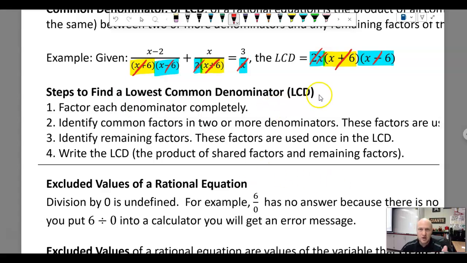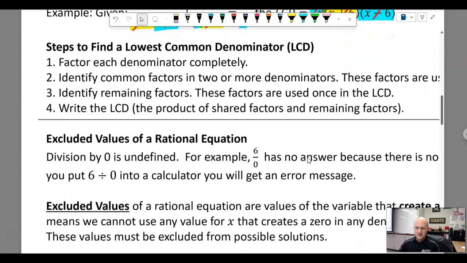You'll factor each denominator. Notice in this example, everything's factored. You'll identify common factors. Notice I did that first. I just said, what's the same? If all three of them share it, then we take it. And then anything that's remaining or left over, we will take those. That will be the LCD. It's the product of all the shared factors, in this example x plus 6, and then anything that is remaining.